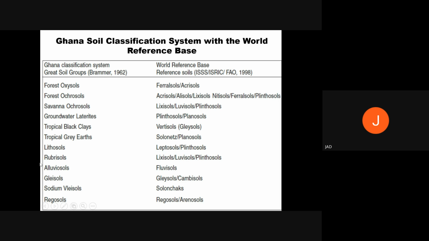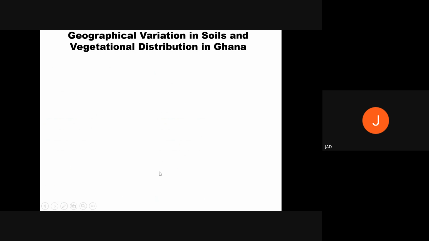So, for example, you have the lithosols, we call leptosols, and the very salty sodium soils, we call solonchaks. The regosols become regosols; I think they are the same here in this particular condition. So let's look at geographic variation of soils and vegetation distribution in Ghana.